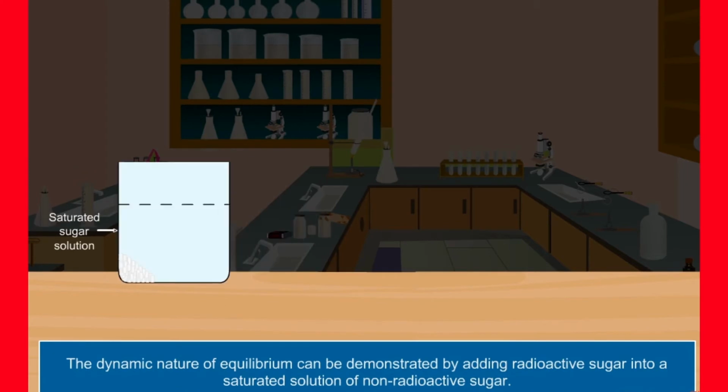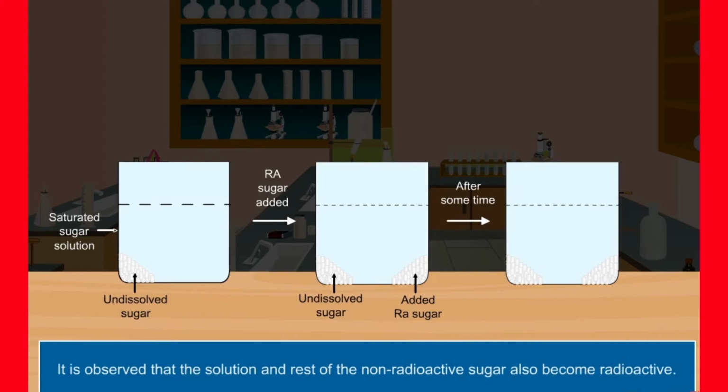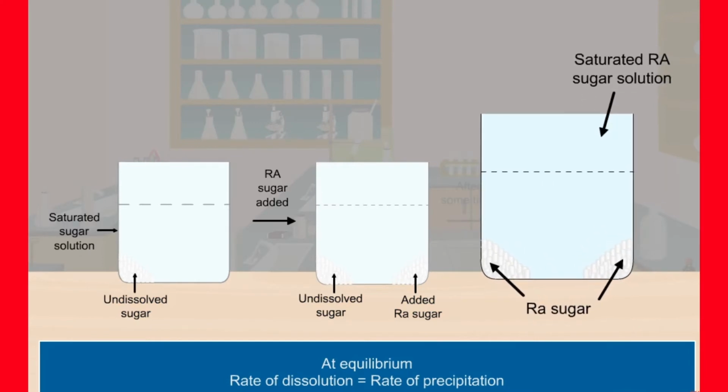The dynamic nature of equilibrium can be demonstrated by adding radioactive sugar into a saturated solution of non-radioactive sugar. It is observed that the solution and rest of the non-radioactive sugar also become radioactive. This shows that even at equilibrium, the process of dissolution and precipitation are taking place. This means that equilibrium is dynamic in nature.